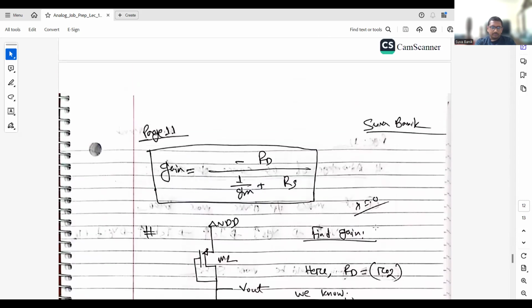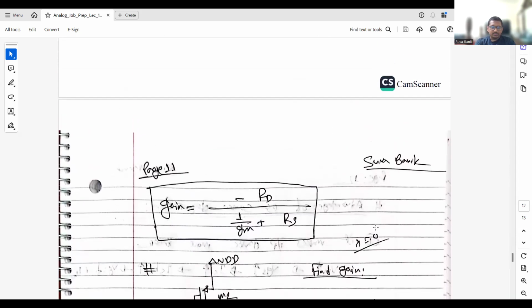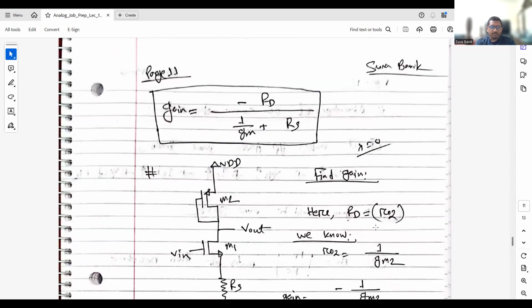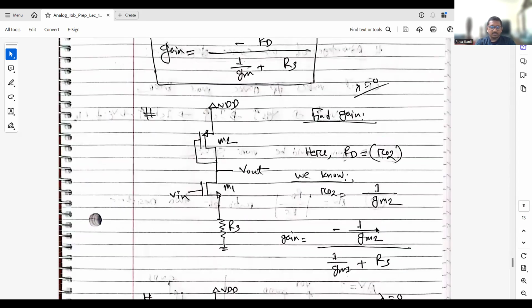I think there is maybe some page repetition. This is page 11. Okay, yeah, there's page repetition.